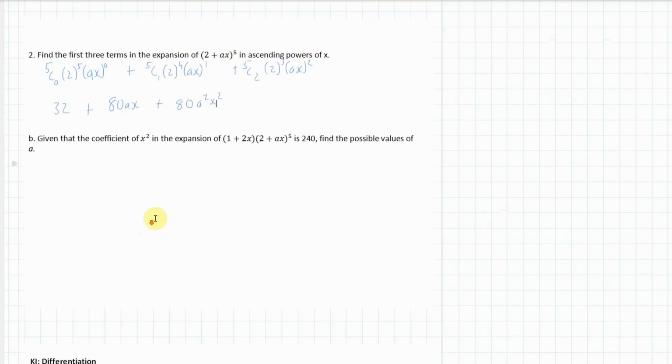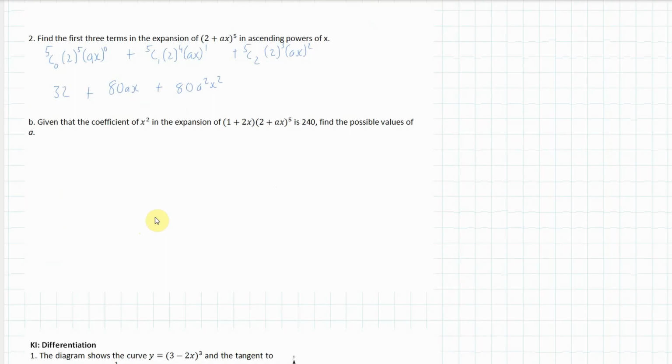Now the next bit is, given that the coefficient of x squared in the expansion is 240, we've got to find the possible values. So what we're going to do is write this 1 plus 2x, and then the bit that we've expanded in the previous question, because they've given us what we need to work out the possible ways we can make an x squared term.